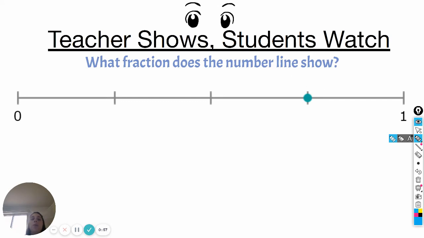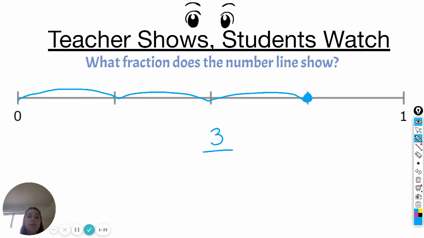I need to figure out what fraction the number line shows. You know from the other day that the numerator represents our dot here, and our denominator represents how many pieces altogether. So if I start at 0, it takes 1, 2, 3 jumps to get to my dot. So my numerator is 3. Just like if I were to have a fraction strip, I would have 3 pieces shaded.